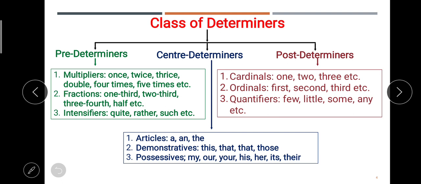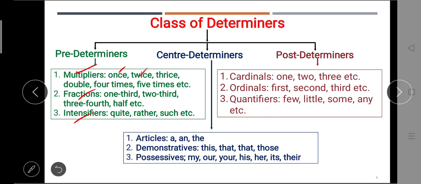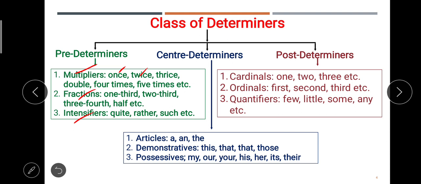Now we'll see which types of words fall in the category of predeterminers. There are three subcategories: multipliers, fractions, and intensifiers. These three types of words are predeterminers. Multipliers: once, twice, thrice, 4 times, 5 times, double. Then fractions: 1/3, 2/3, 3/4, half, etc. And then intensifiers like quite, rather, such. All these are in the class of predeterminers.